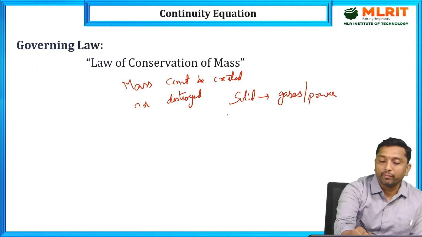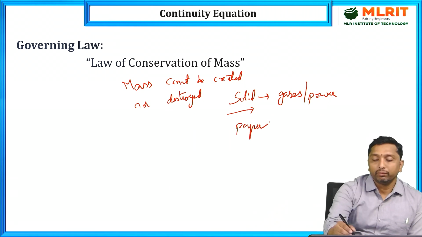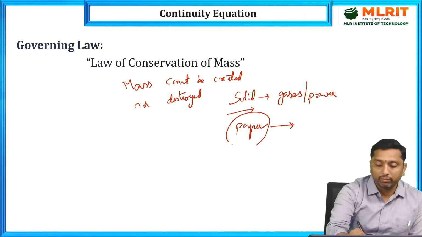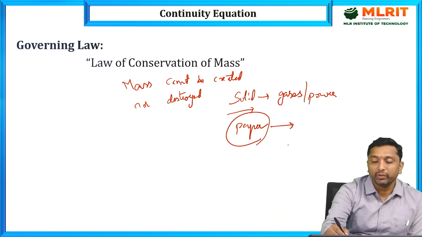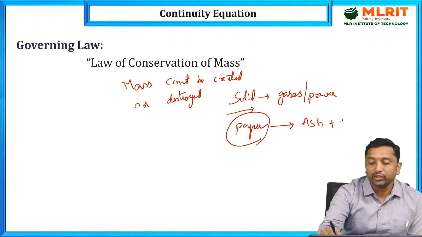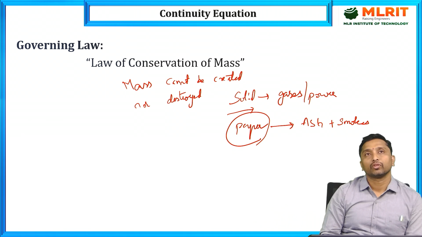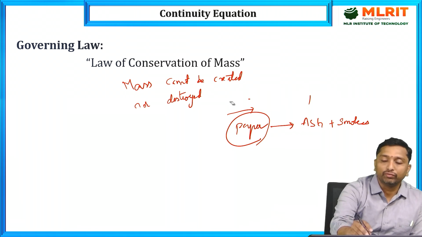For example, if I take a paper and burn this paper, the weight of the paper burned should be equal to the ash weight plus the weight of the smoke which is being released. So that is the conservation of mass.